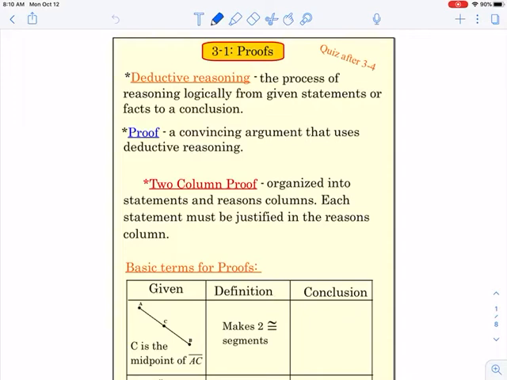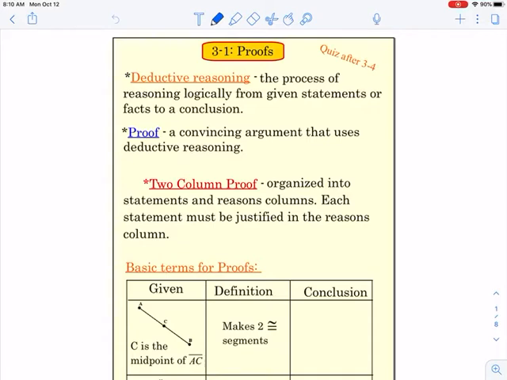Again, if you need to pause the video to finish writing, please make sure that you do so. A proof is a convincing argument that uses deductive reasoning. So anytime that you're asked to write a proof, you're going to write something called a two-column proof. It's always going to be organized into statements and reasons columns. Your statements are always going to go on the left and your reasons are always going to go on the right. And each statement must be justified in the reasons column.